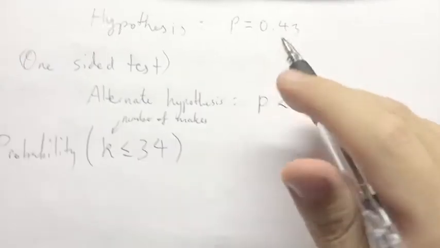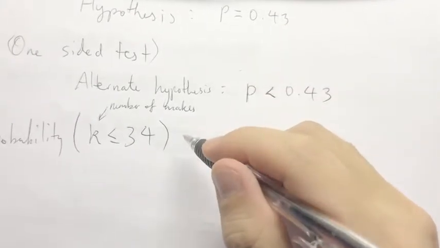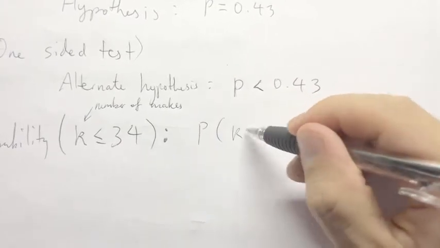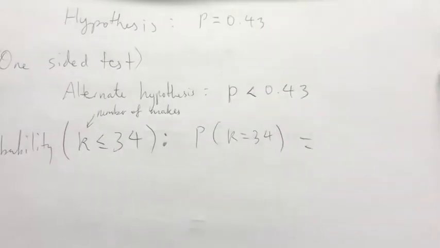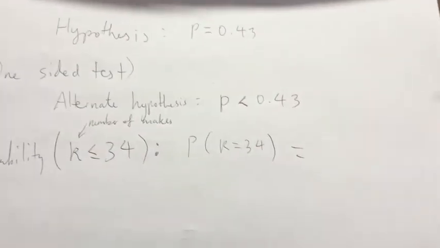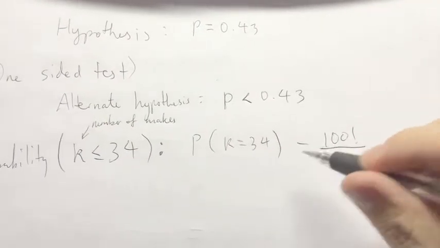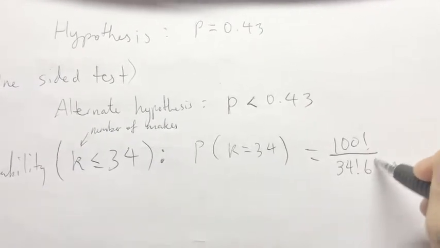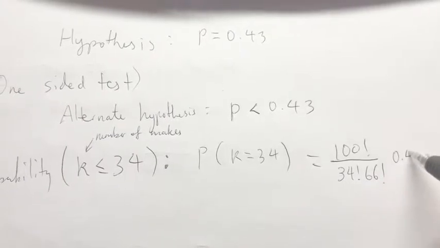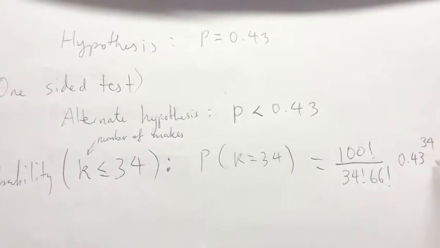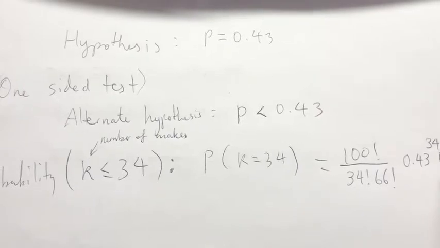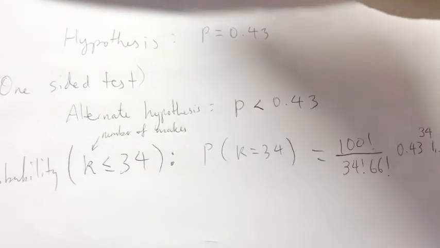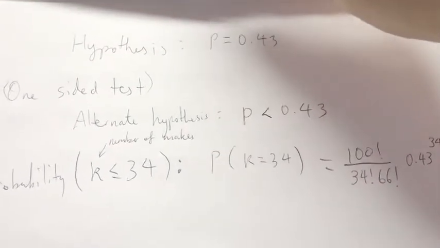Okay, so to do this we need to find, maybe we could find the probability that K equals 34. So put this in Google again, 100 factorial. Remember it was binomial, so it was 100 choose 34 times 0.43 to the power of 34, times 1 minus that, which is 0.57, to the power of 66. So just put it in Google.